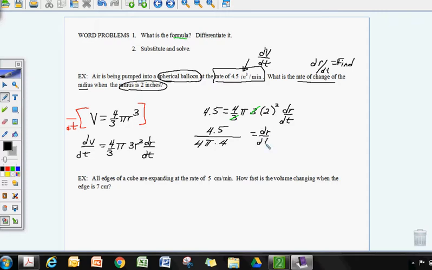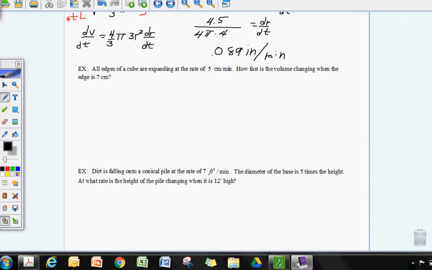And when you work that out, it turns out to be 0.089. And this is a radius. What do we measure radii in? Inches. And it would be per minute. And that's my final answer. Okay, hopefully those are getting easier for you. So now, taking a look at the next one.